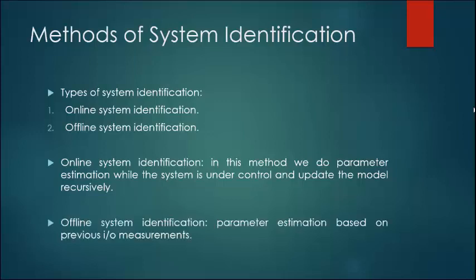Offline system identification, on the other hand, is when we take our system and give it a series of inputs, we observe the output, and based on that input-output measurement we can identify the system model.